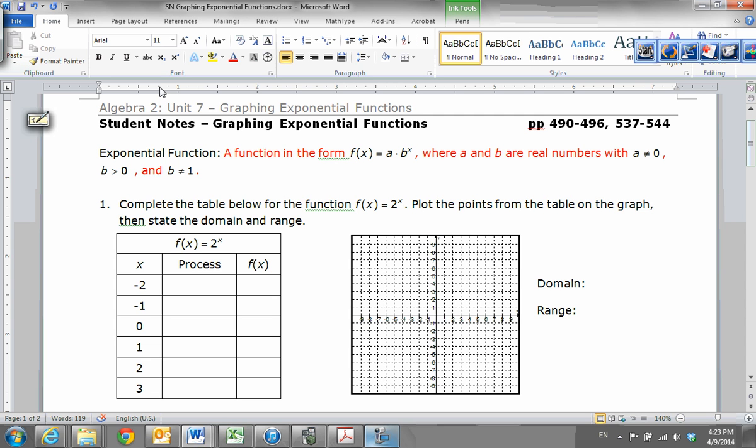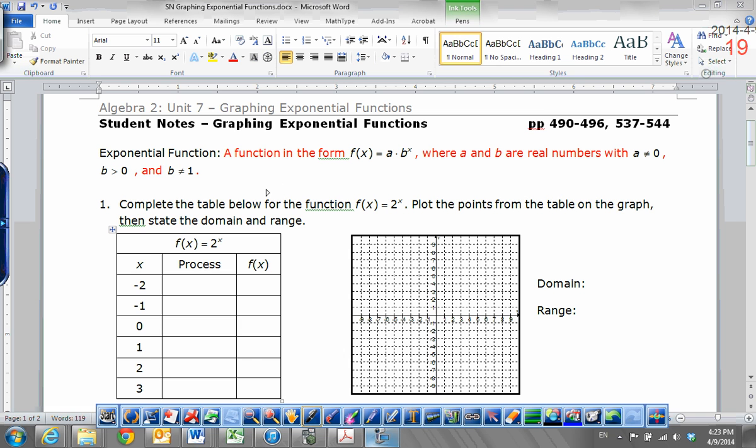What's going on, guys? Today we're going to be doing graphing of exponential functions. We'll get to logs in another lesson, but today we're just going to be graphing these guys, doing the transformations, all that stuff. Let's start off with the definition.